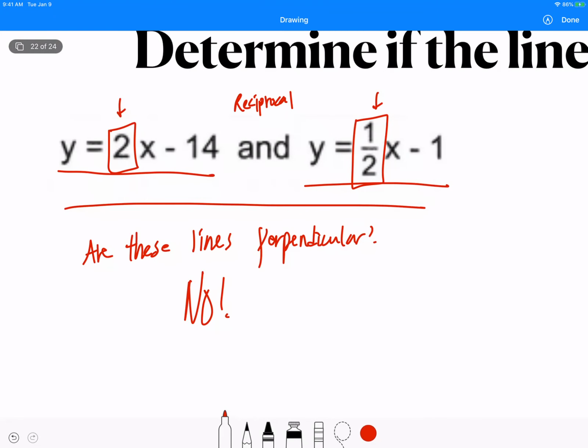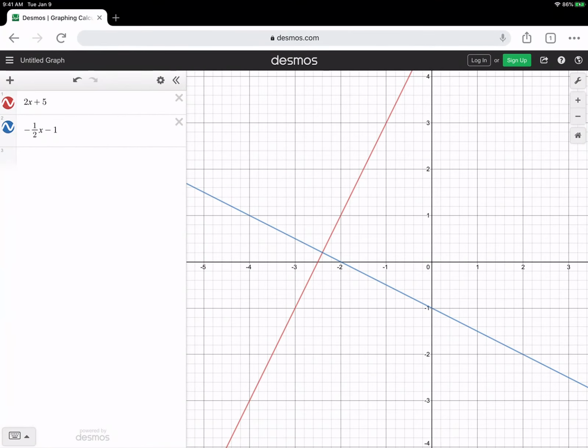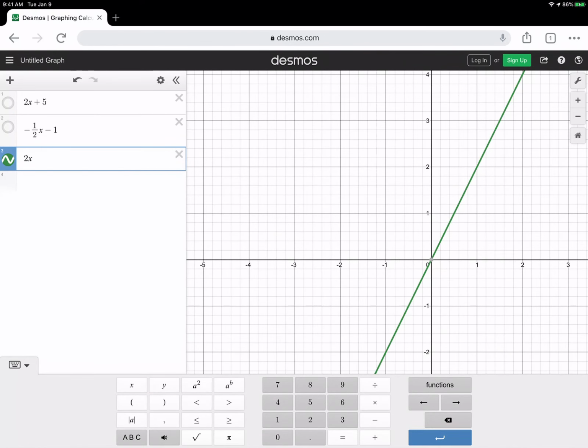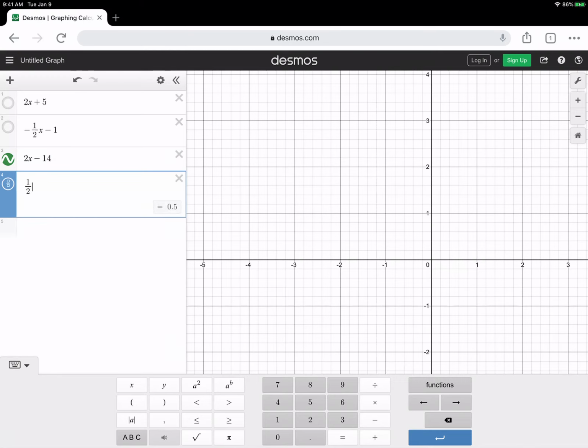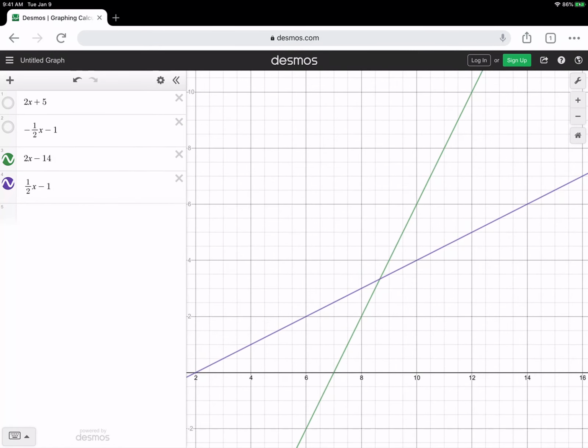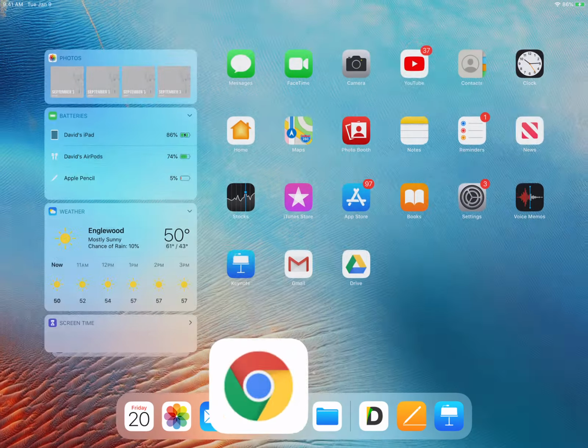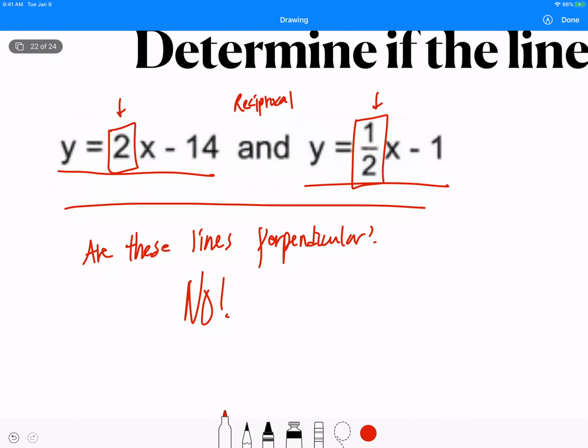And we can also plot this on Desmos. So I'm going to turn these off. And we can say 2x minus 14, I believe the equation was. And the second equation was 1 over 2x minus 1. Look at those two lines. Those two lines are definitely not 90 degrees once they intersect. So therefore I know that the negative reciprocal is the way that you fix it. So here what you have to say is that you're forgetting a negative sign.